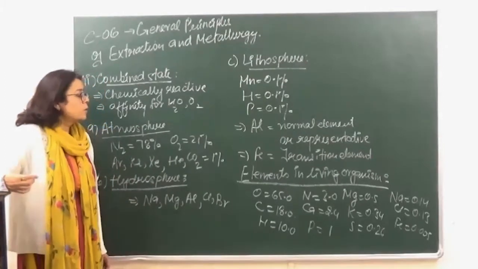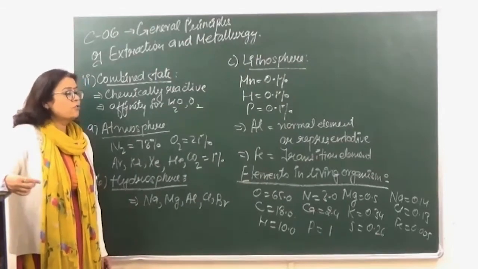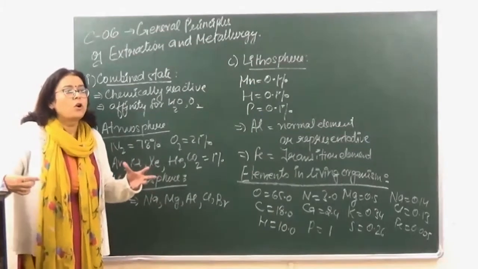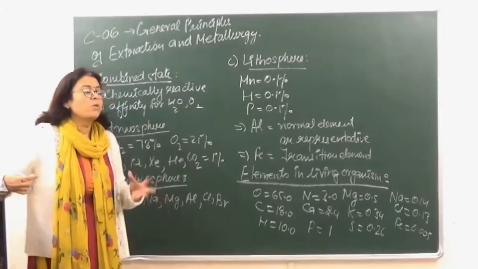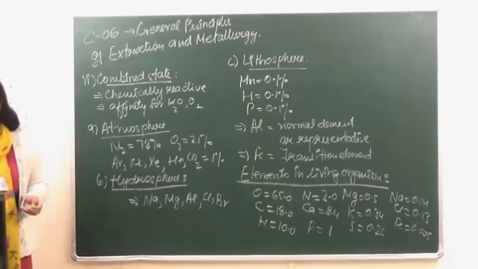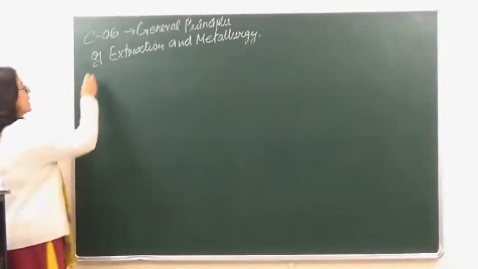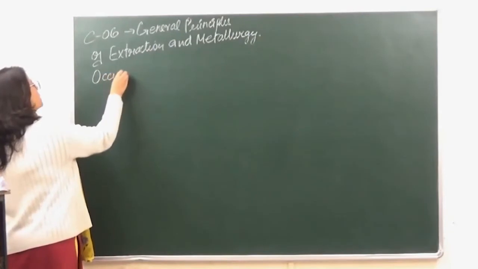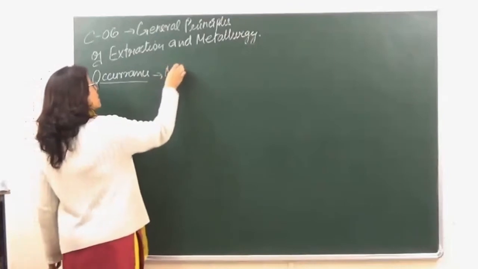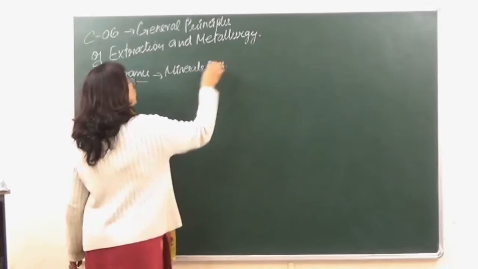ठीक है? Now, when we are talking of extraction of metals that is done by special kind of combination of chemical substances which are known as ores. Okay, so let's go on to the next topic, occurrence of metals. So जब occurrence of metals हम लोग करते हैं तो we are defining two terms over here. One is minerals and the other one that is ores.